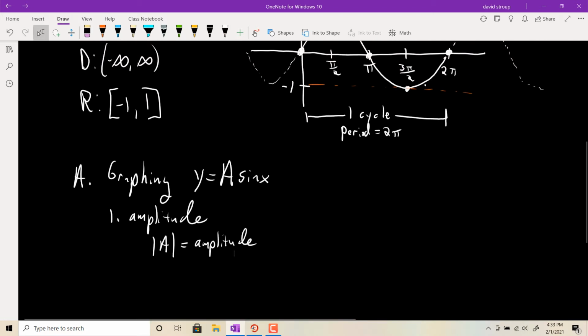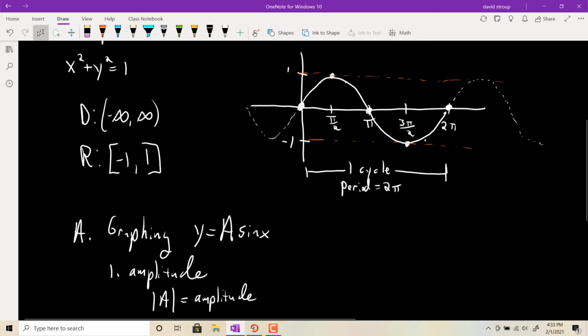So in the first graph, the amplitude is just 1. Okay, the highest it goes is 1, the lowest it goes is -1. So it's not the overall distance from bottom to top. That distance is 2. It's really half that distance from bottom to top. Okay, so it's really the distance from the center of the graph.